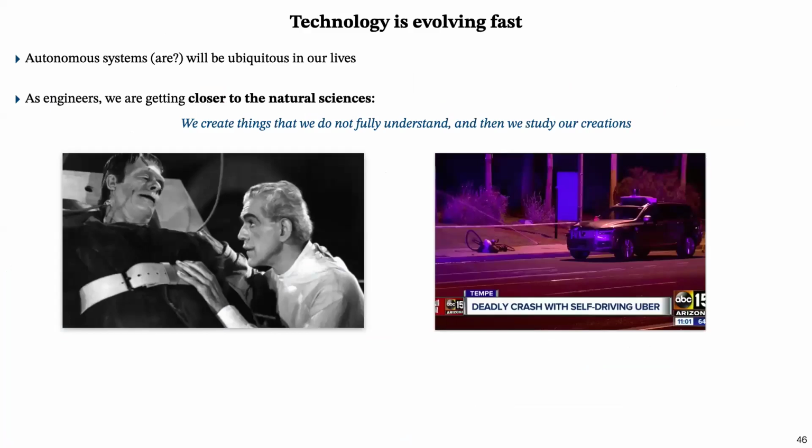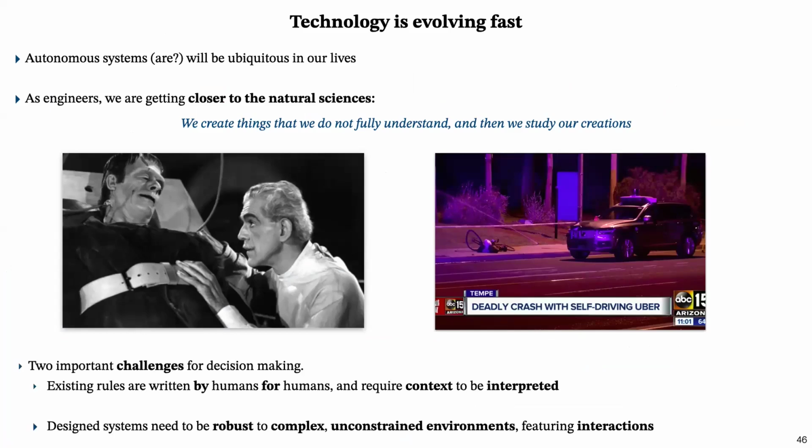So the starting point for this was behavior specification for robotics. And this was an observation that's fun, which is, if you think about it, as autonomy engineers, we are getting closer to the natural sciences because we create things that we don't understand, and then we study the systems and try to characterize them, right? Which is a bit frightening if you think about it. So two important things in this context are that the rules are written by humans for humans, and most of the time require context to be interpreted. And second, the systems we are designing need to be robust to interactions. You cannot design your system assuming it will be alone or for the full life.